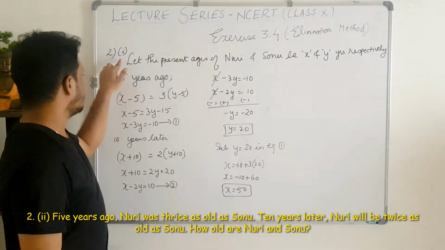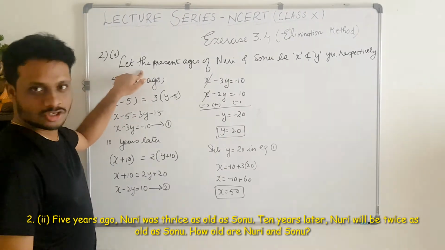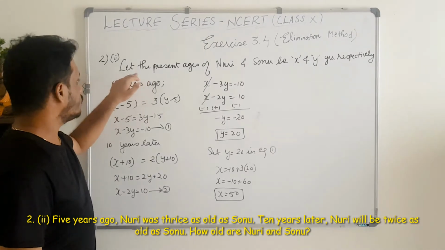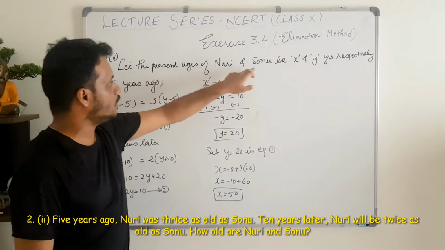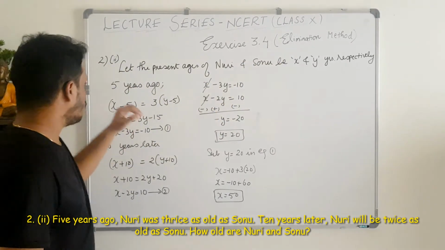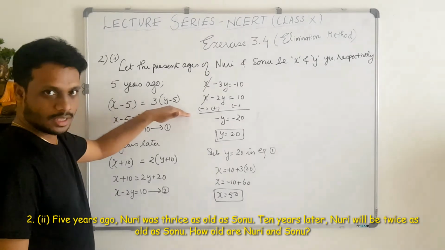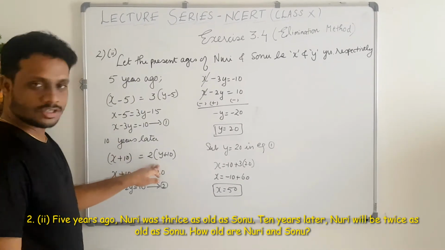This is the second subdivision in the second question. So this is basically a word problem with age identification. Here we are assuming the present age of Nuri as x years and Sonu as y years. So this is our first assumption. There are two conditions given in the question: one is 5 years ago the relationship between their ages, and 10 years later the relationship between their ages.